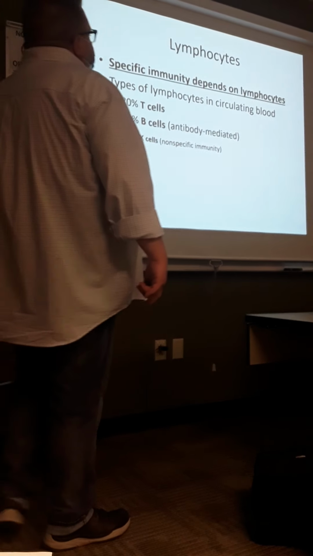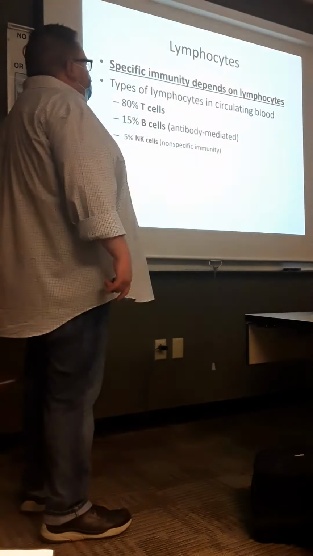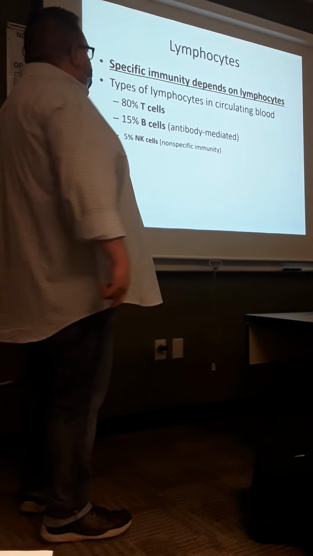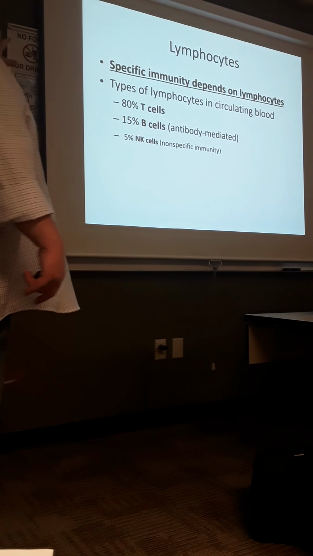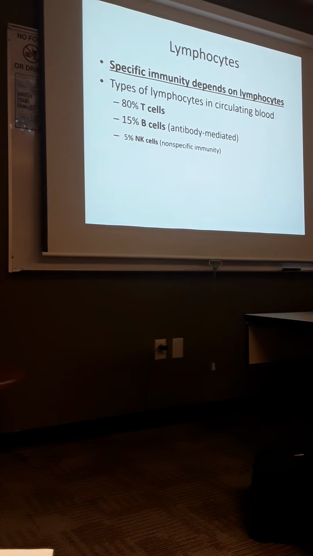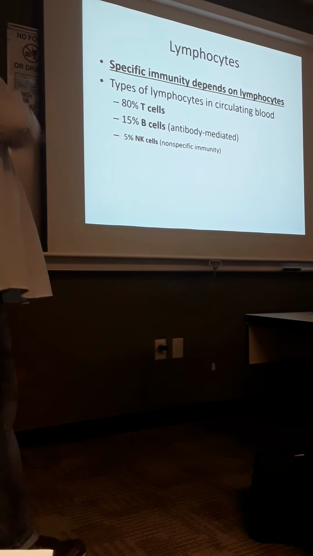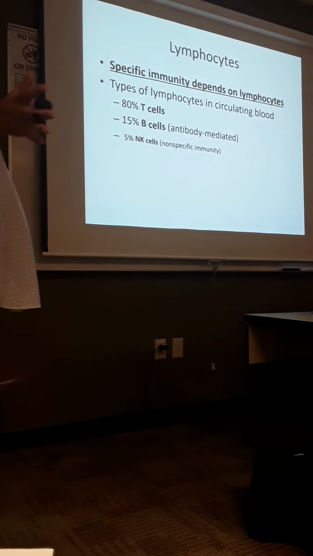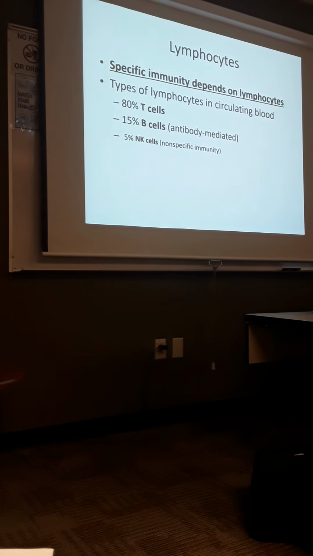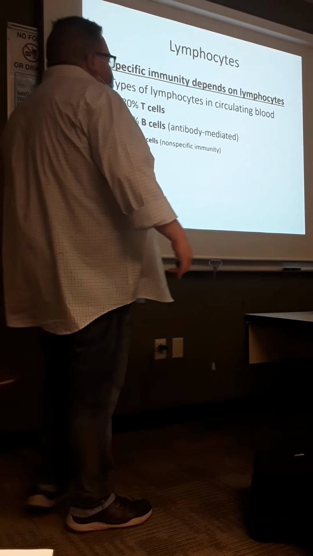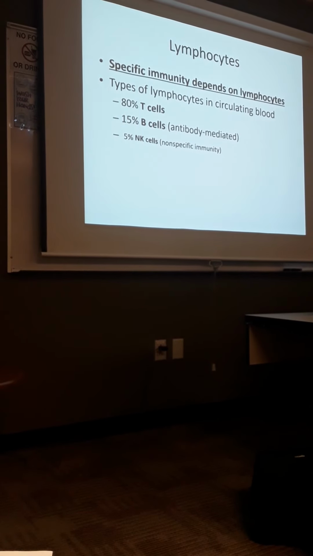Now you have lymphocytes. Lymphocytes are the cell type involved with specific immunity. There are types of lymphocytes in the circulating blood. The vast majority are T cells. Then you have the B cells that produce the antibodies. And then you have the natural killer cells that are non-specific. They're kind of like the oddball relative. They're related, but not really. They come from the same developmental lineage, but they don't act the same.